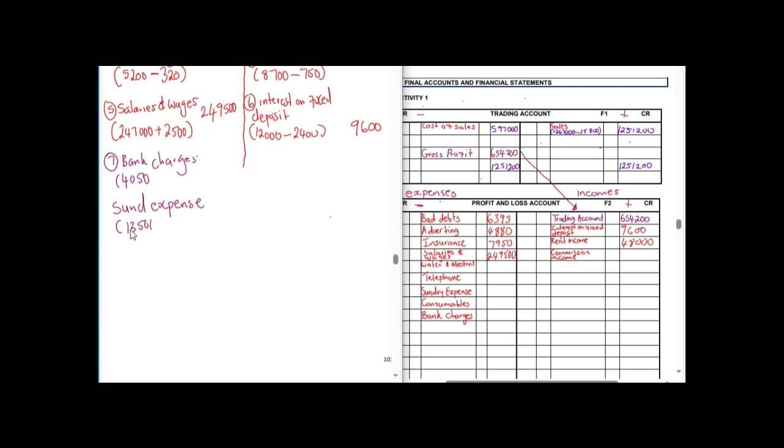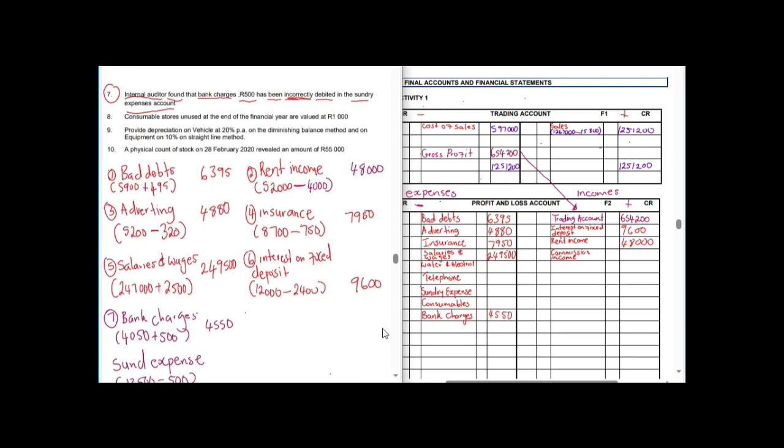So guys, now it was wrongly debited in the sundry account. Then we need to subtract that 500 and add it to the correct account, and then we close off. For bank charges, we'll say 4,050 plus 500, which equals 4,550. And then we go to our bank charges under profit and loss. We record 4,550. And then we do the same thing under our sundry expense account.